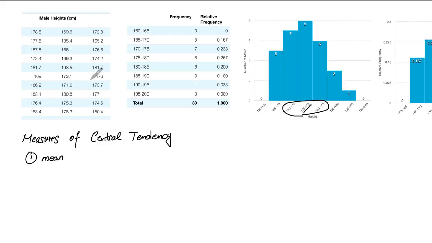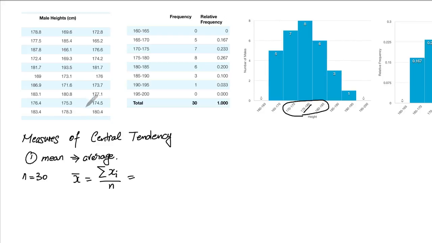The first measure of central tendency, and the most popular one, is what we call the mean, or it's usually what people mean when they talk about an average. So in our sample of 30 males, the sample size usually in statistics is denoted by n. The sample mean is denoted by x bar, and it is the sum of all the heights in our sample divided by the size of the sample.